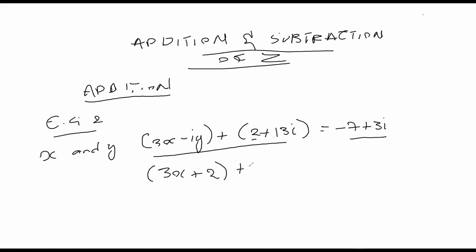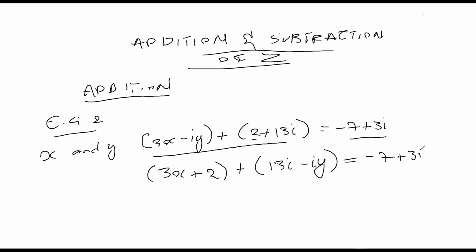Then we're going to have plus iy and 13, negative iy and 13, so we're going to have 13i minus iy. So the arrangement really doesn't matter. We can still start with the y and the negative y and have plus 13 there, so it's still one and the same thing, equals negative 7 plus 3i.